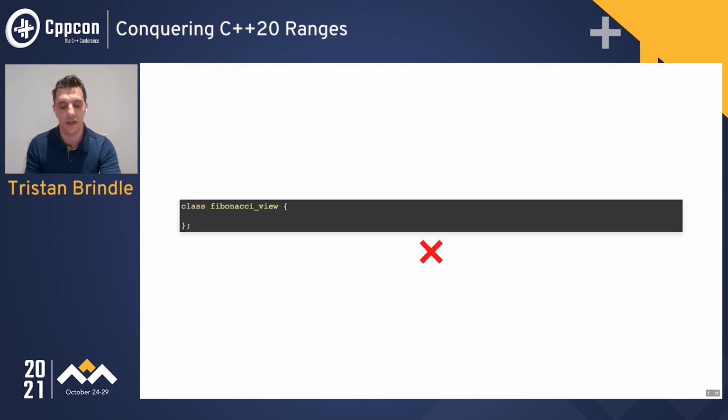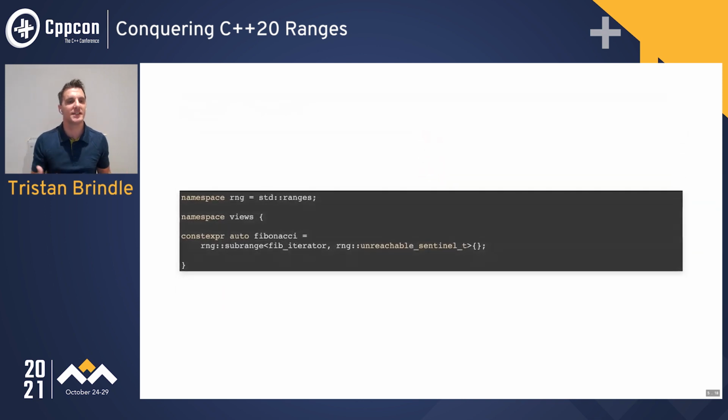The standard library comes with facilities in C++20 that save us from having to write this Fibonacci view. So what we can do instead is this. By the way, on all of these slides, whenever you see RNG, that's just shorthand for namespace std::ranges. It's a lot to fit on a slide otherwise. It's a lot to type generally. So namespace RNG, shorthand for standard ranges. So what we can do is we can create a subrange to hold our Fibonacci iterator.